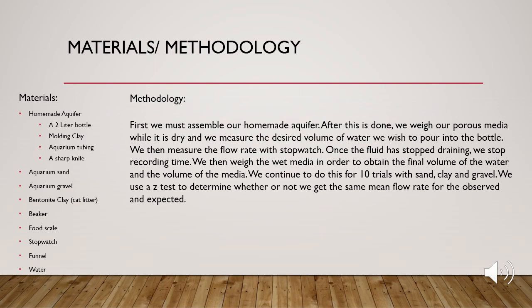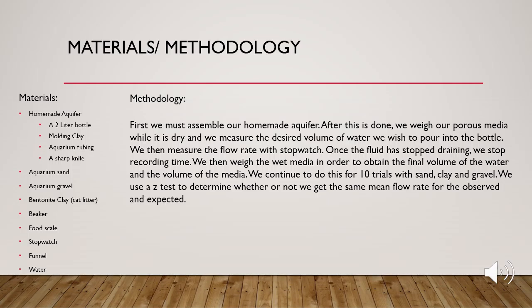Materials and methodology. The materials used in this experiment include a homemade aquifer composed of a 2-liter bottle, molding clay, aquarium tubing, and a sharp knife. Aquarium sand was also used, as well as aquarium gravel and bentonite clay, which was in the form of cat litter. A beaker and a food scale were also used, and a stopwatch was used to record the flow rate. A funnel was used to prevent spillage, and water was used.